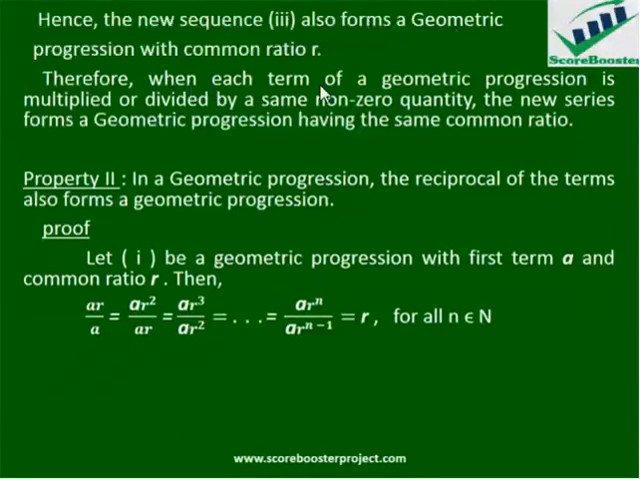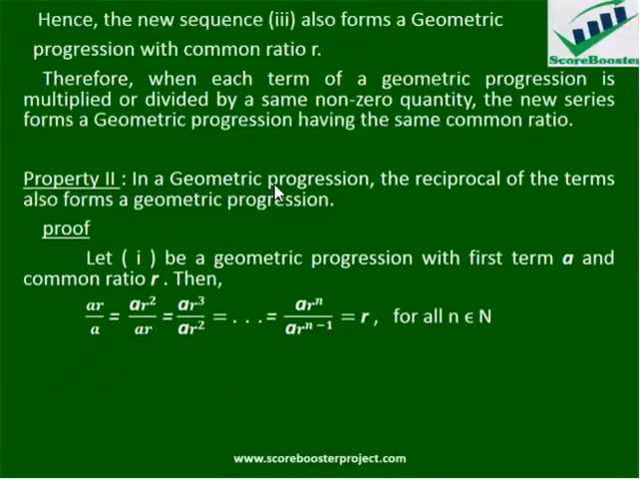Therefore, when each term of a geometric progression is multiplied or divided by the same non-zero quantity, the new series forms a geometric progression having the same common ratio. And that completes the proof of the first property. Now we move to property 2.